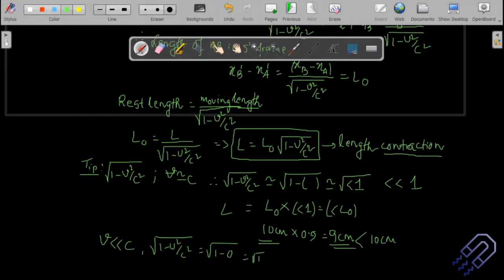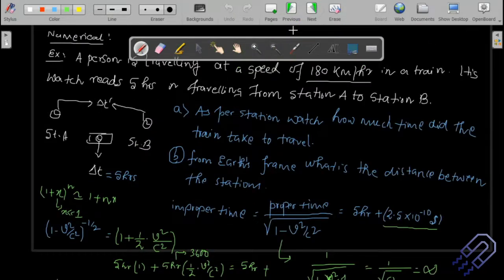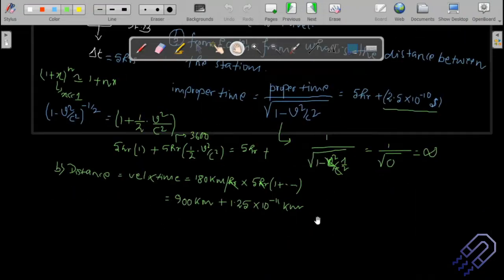This is just root 1, which is 1. So therefore the length that we measure in our daily life, whether we are in the moving frame or in the rest frame, the length appears to be very close to each other. So yesterday the problem that we have done was actually a very good example of length contraction, and I hope you have already solved it.